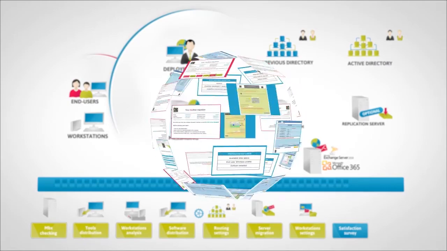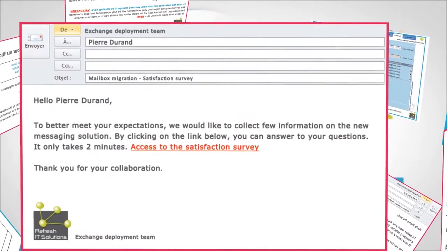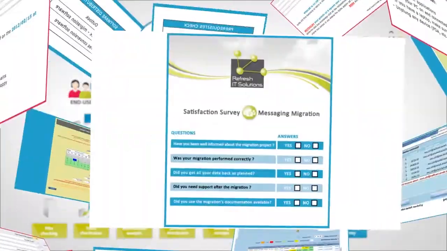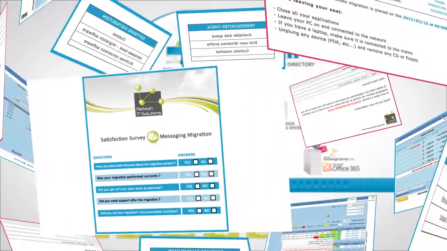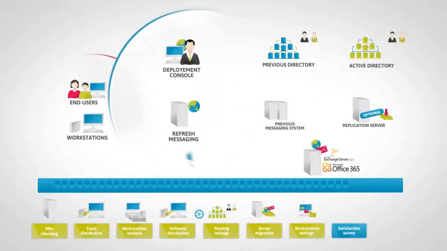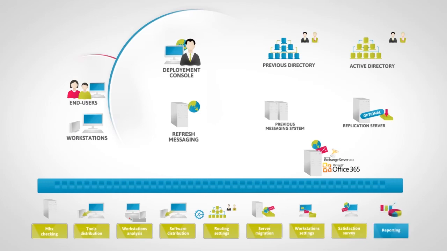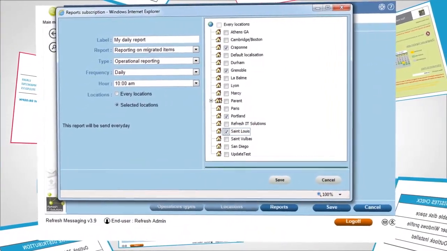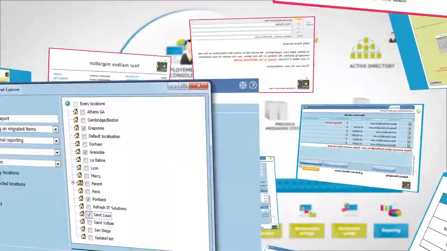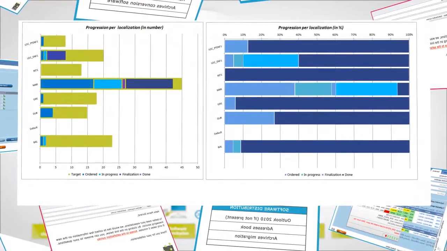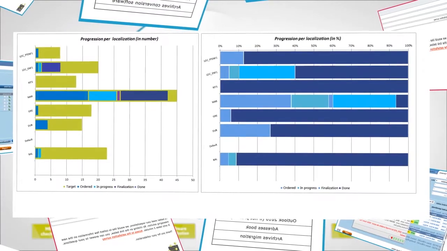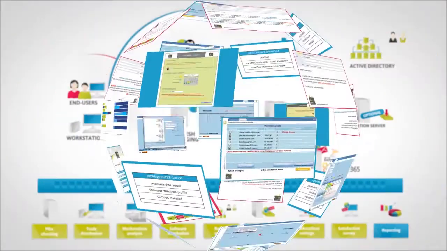In the interest of transparency and the project success, a satisfaction survey can be automatically sent to users to collect their impressions on their mailbox migration process. Refresh Messaging generates a comprehensive reporting of the whole migration, which allows the deployer to track the operations, processing, and events of the full process. Furthermore, a subscription system to the reporting, based on rights, enables each participant to get all information that may interest him under the control of the administrator of the overall project.